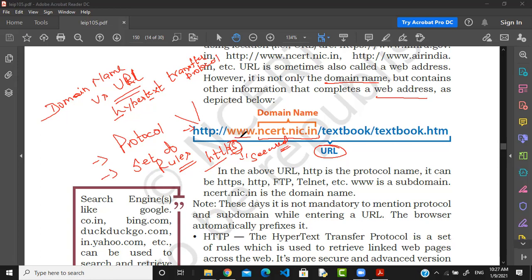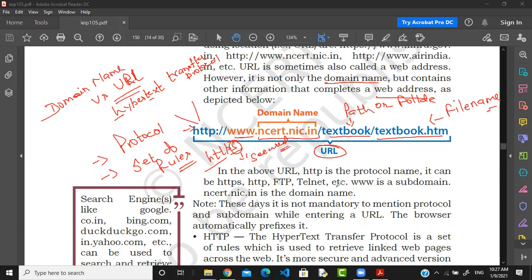www is the name of the worldwide repository, you can say. Now what is textbook? Textbook is the path, or you can say folder. What is textbook.htm? This is the name of the file. So this is the file name. So a URL contains several things.